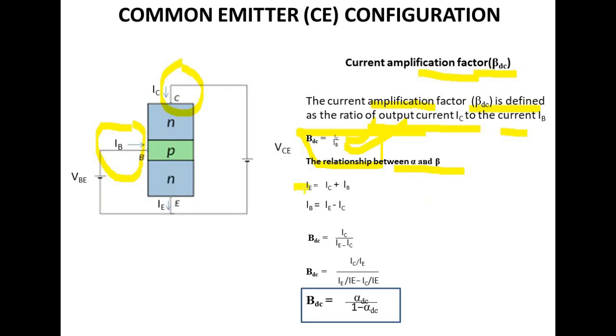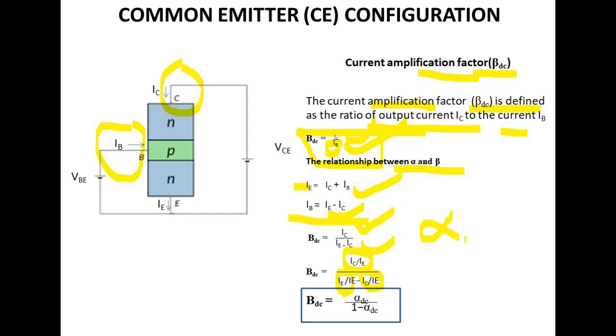We know that IE equal to IC plus IB. So IB is equal to IE minus IC. And we know that beta DC is equal to IC upon IB. So putting the value of IB in place of IB, we get beta DC as IC upon IE minus IC. Now divide the right hand side with the emitter current IE, we get beta DC is equal to IC upon IE upon IE upon IE minus IC upon IE.